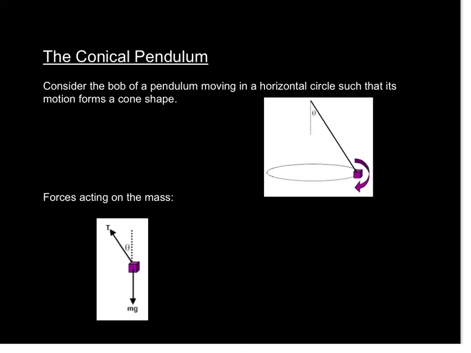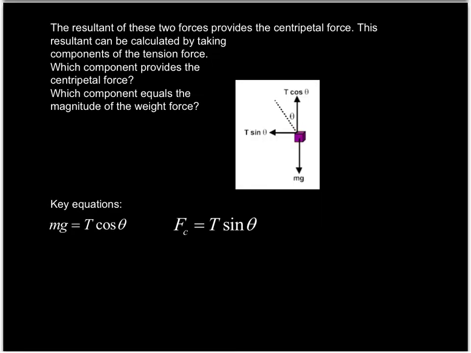The forces acting on that pendulum bob of mass m, obviously the weight force mg, always vertically straight down, and the tension force along the string that is supporting the mass, and that's normally at some sort of angle greater than 0 from the vertical line. The resultant of these two forces provides the centripetal force in this case.